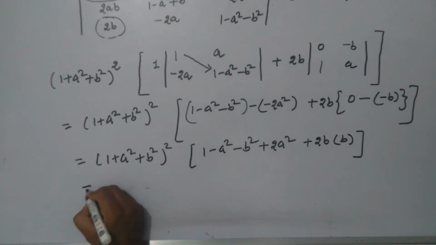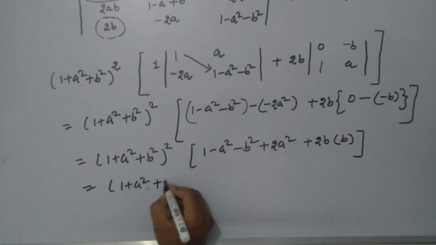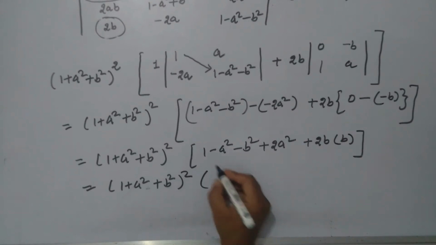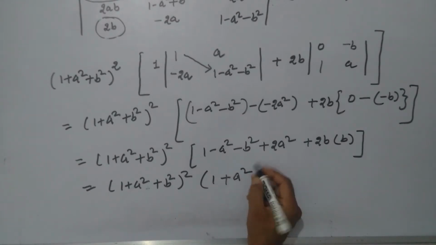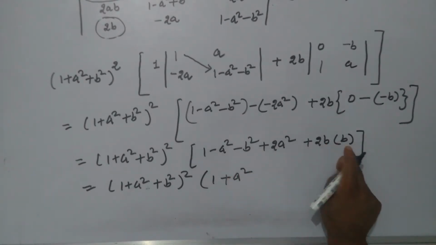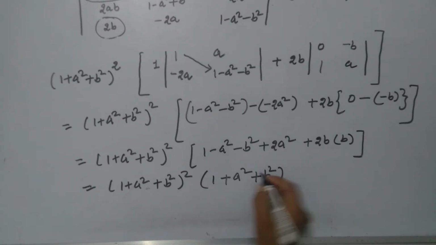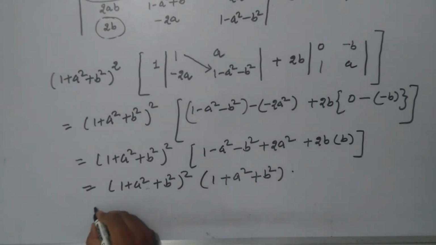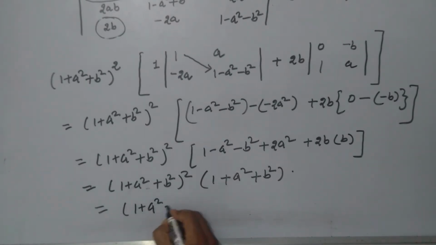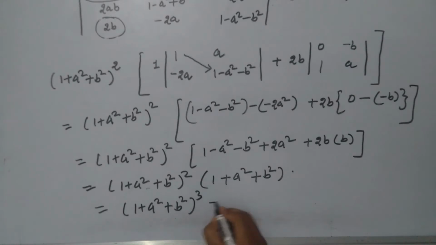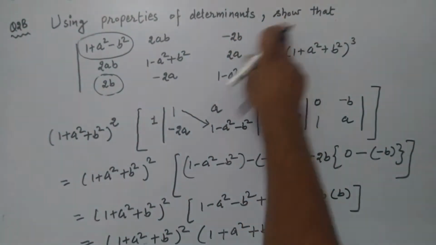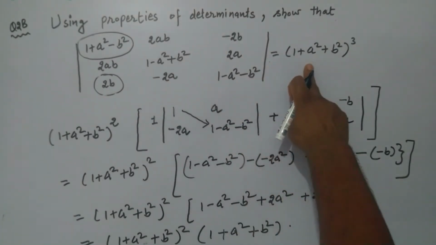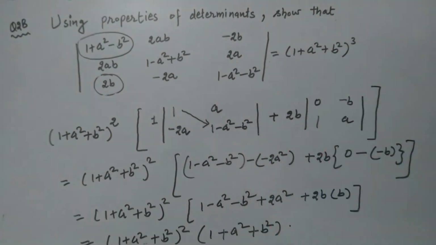Right? So this is again equal to 1 plus a square plus b square its whole square into 1 minus a square plus 2a square becomes plus a square, minus b square plus 2b square, so equal to plus b square. Ultimately multiplying this becomes 1 plus a square plus b square whole power 3, which is the right hand side we wanted to prove. Using properties of determinant, show that the determinant value is equal to 1 plus a square plus b square whole raised to power 3.